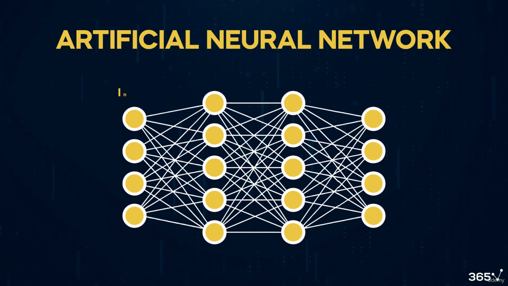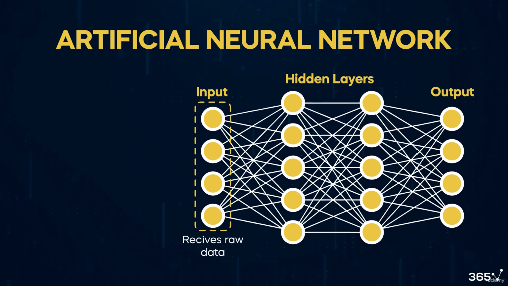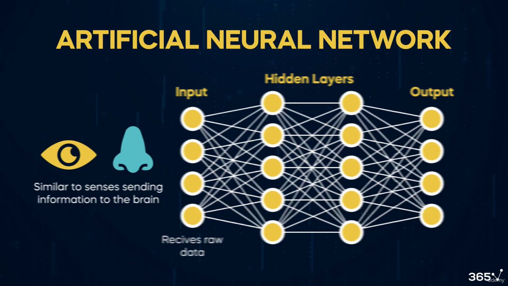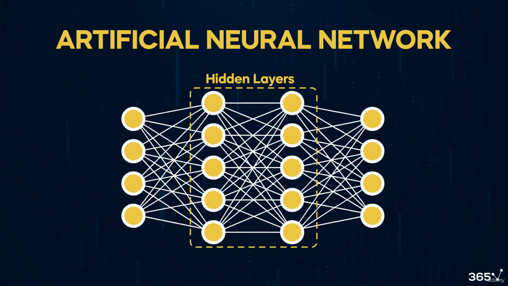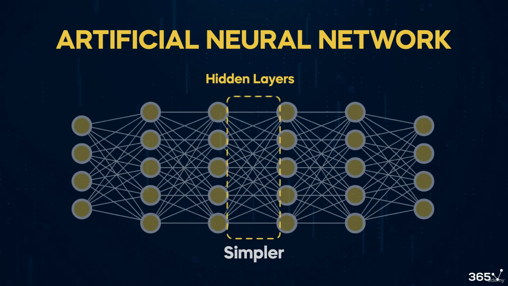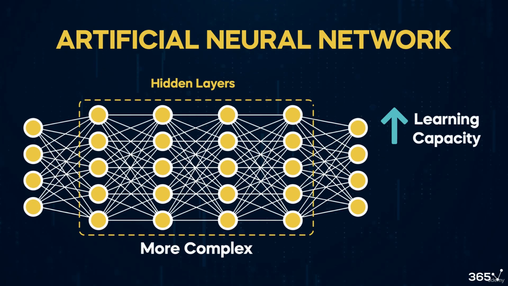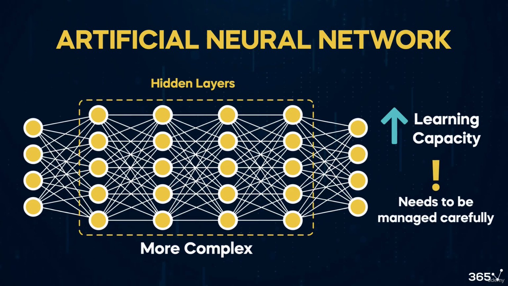We call this neural network an Artificial Neural Network, or ANN. Biological neural networks inspire it, but they work much differently. Like our senses, an ANN's input layer sends raw data to the brain. Then the intermediate layers, or hidden layers, process input information. Neural networks can have one or multiple hidden layers. Increasing layers enhances complexity. Adding more layers to a network increases its learning capacity, but the downside is that it needs to be carefully managed to ensure effective learning.